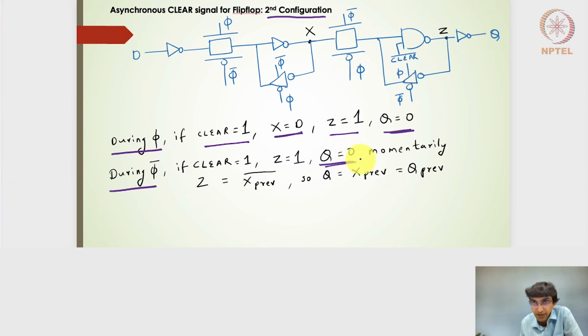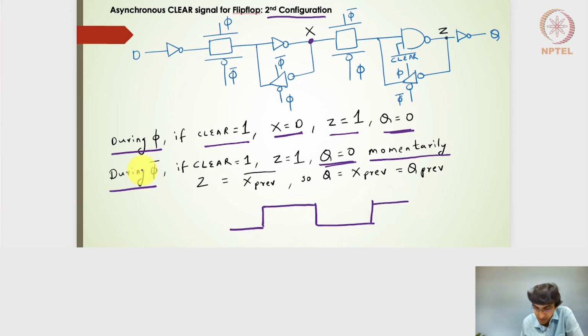Seems to be satisfying, but the problem here is it is actually momentarily 0. And why I am saying that it is momentarily 0 is the moment I depress this clear signal, whatever was the previous X, right? So let's say I have a clock here, and during the low level of the clock, that is what we are considering at this particular low level of the clock.